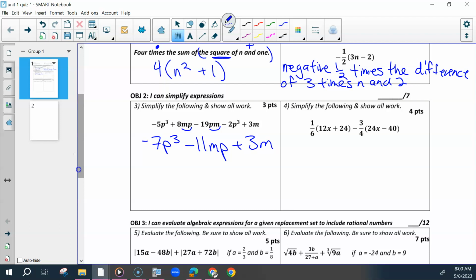So the 3 points were, did you combine your cube terms? Did you combine your MP, PM, whatever terms, and then leave the 3m by itself? Questions on that one?